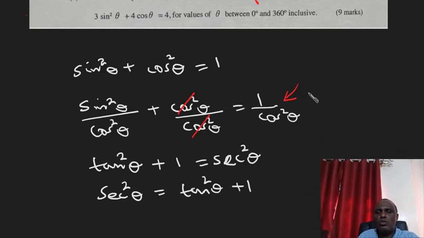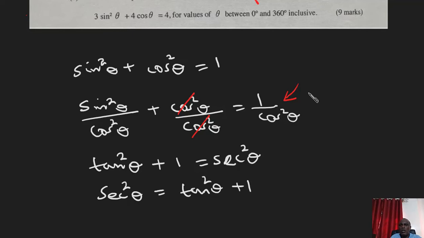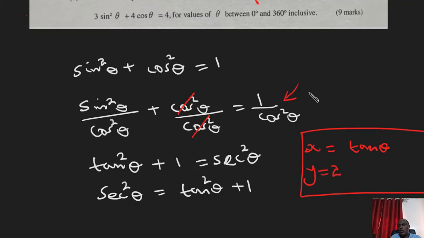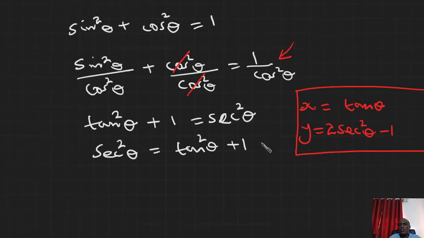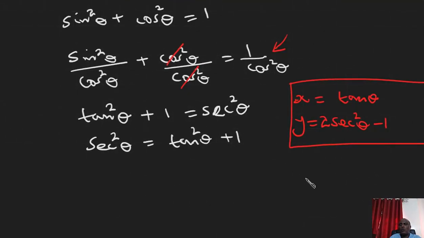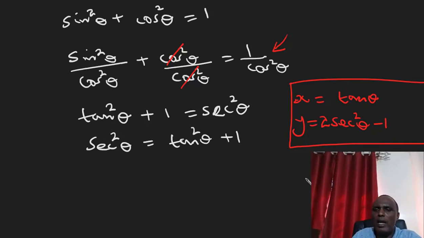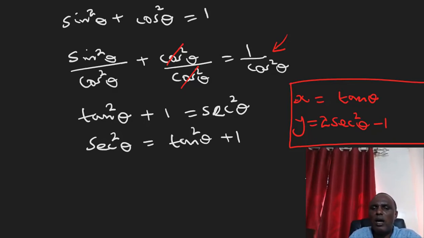Let us now go to our parametric equation, and our parametric equations are x is equal to tan theta, the other one is y is equal to 2 sec squared theta minus 1. We want to combine these two parametric equations into one equation whose variables are x and y, and therefore we will eliminate the parameter which is our theta.